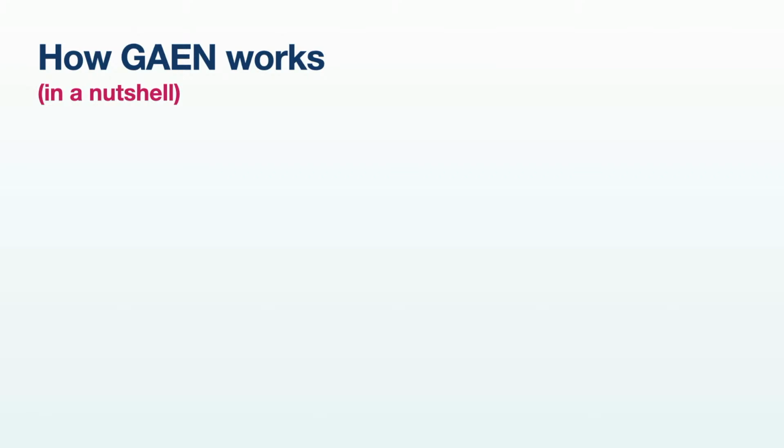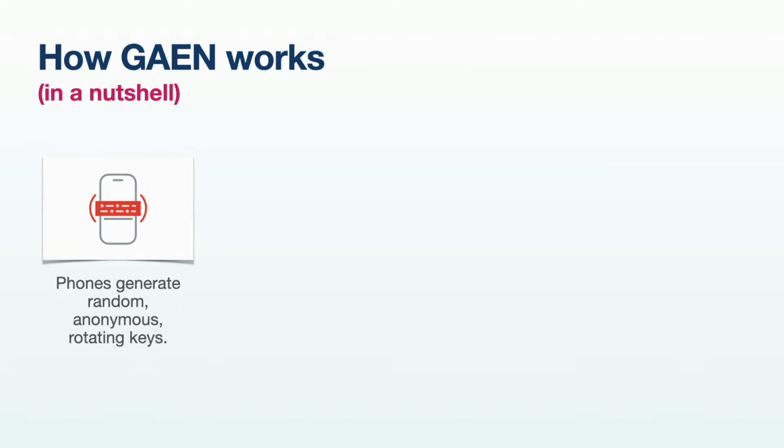So here's a short summary of how GAEN works. First of all, if you have a device that has the GAEN framework and has an app that works with this framework, that phone will then start creating random, anonymous, rotating keys, basically unique identifiers. These identifiers are random and they are anonymous. They also rotate, which means that they are dependent on what time of day you came into contact, which also means that they don't stay the same for very long. So they change every few minutes.